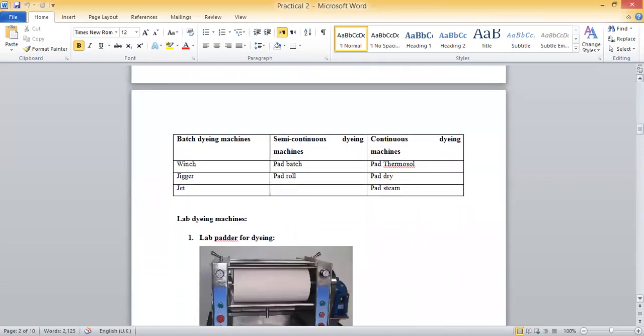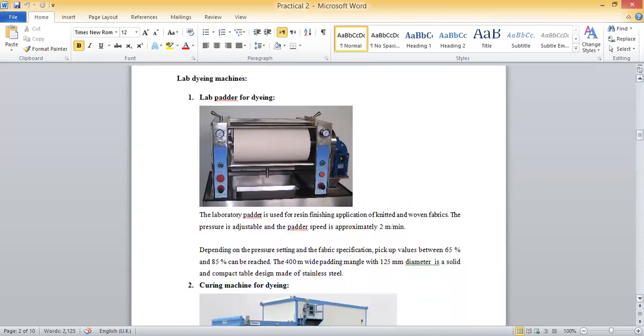The machines used in the batch process are winch, jigger, and jet. In the semi-continuous method, the machines used are pad batch or pad roll. And in the continuous dyeing method, the machines used are pad thermosol, pad dry, or pad steam. Now we'll have a look at some of the lab dyeing machines.